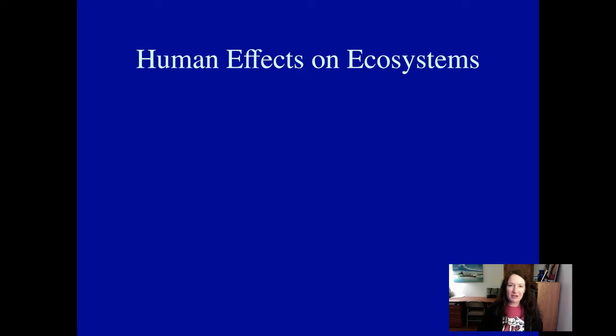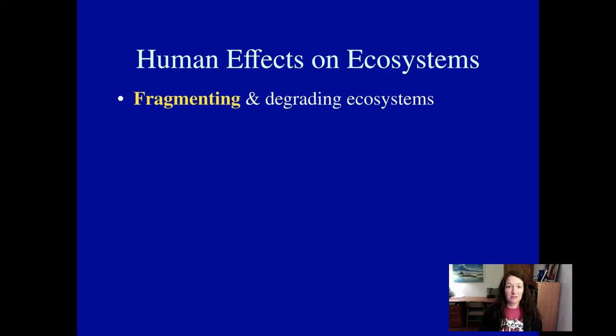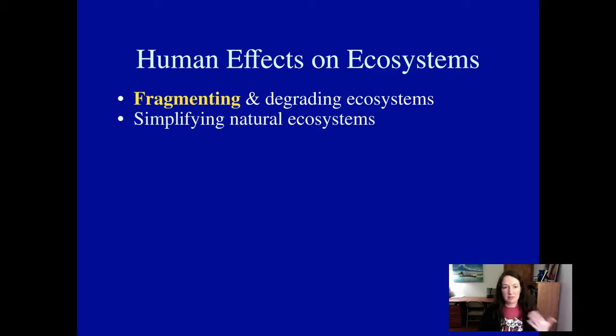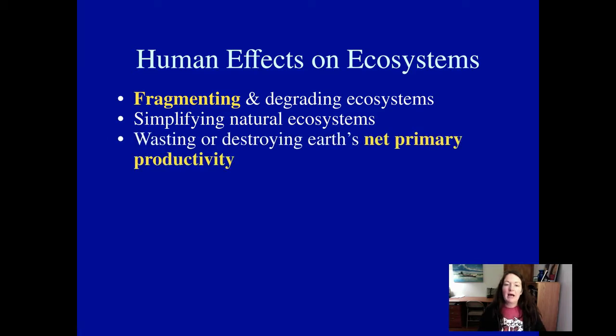So it's no secret in this class that we humans have great effects on ecosystems and the populations in those ecosystems. Fragmentation is something that we do when we split up an ecosystem, so we're making them into fragments. It causes natural ecosystems to lose diversity, lose complexity, and we also waste and destroy a lot of the net primary productivity. I believe you learned about this in chapter 3.